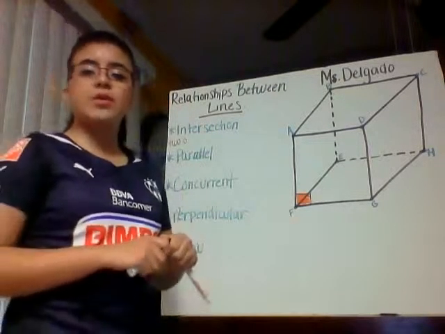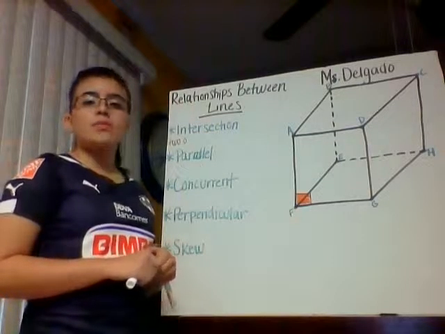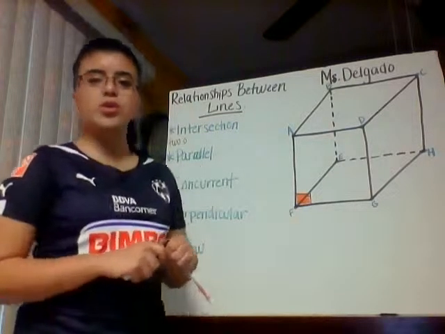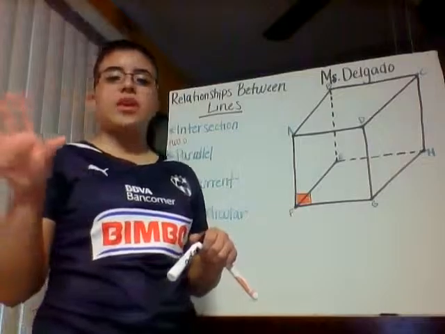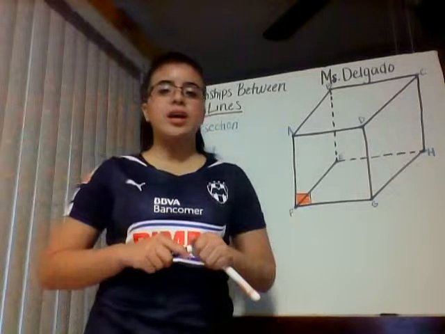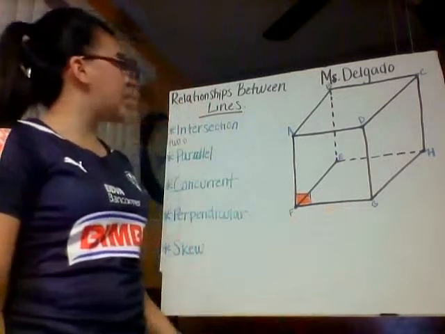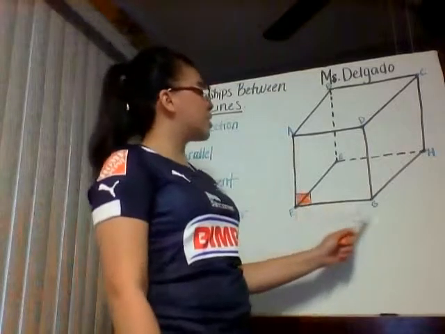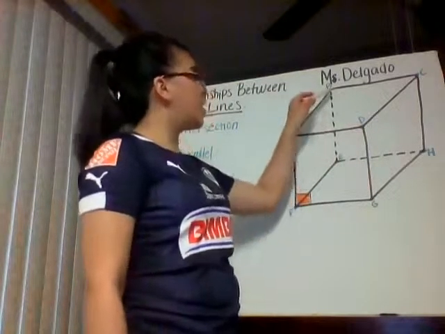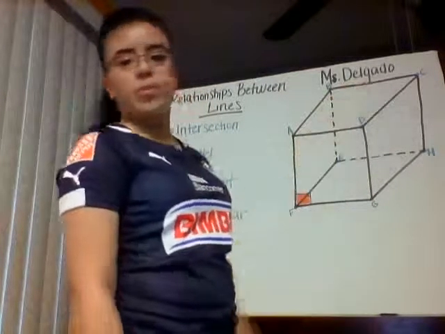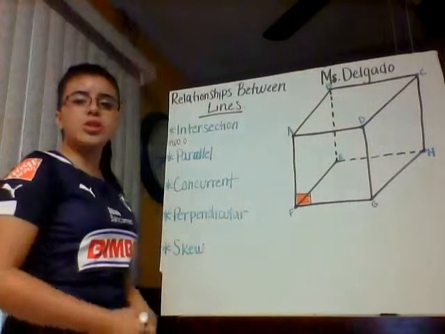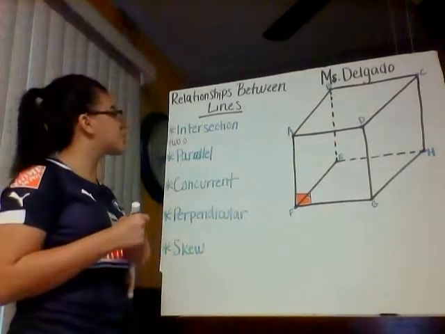My name is Ms. Delgado, and today we are going to be going over relationships between lines. We are going to be going over a total of 5 different relationships between lines, and we're going to be showing examples using this diagram right here of a cube. We're going to start off with the first one, an intersection.